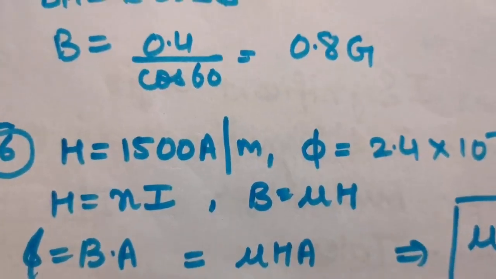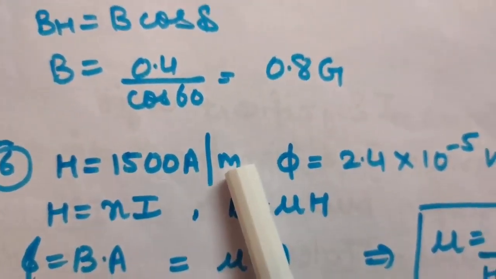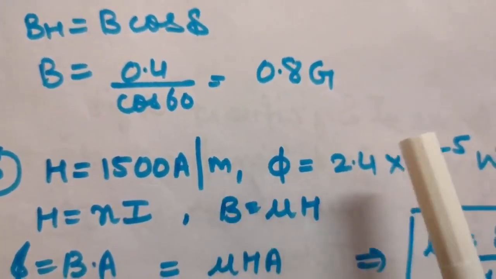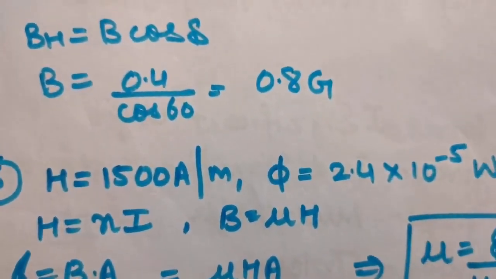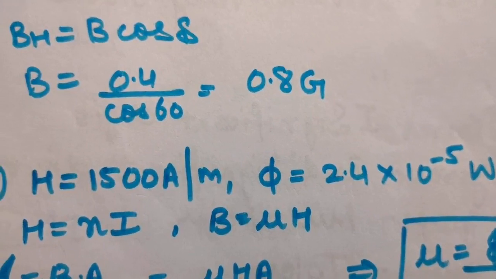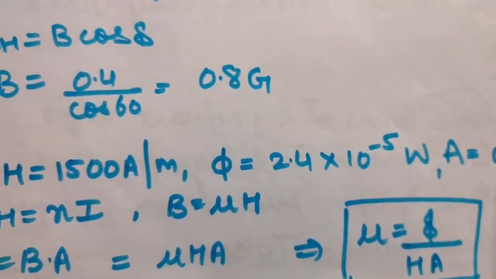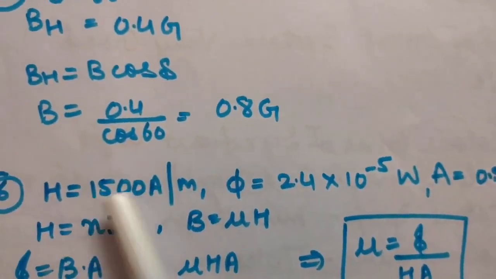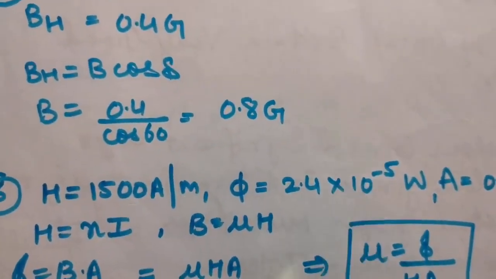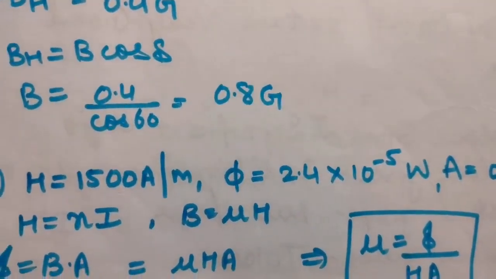So question number 6 says a magnetizing field of 1500 ampere per meter produces the flux of 2.4 into 10 to the power minus 5 Weber in a bar of iron of area of cross section 0.5. Okay, area is given to be 0.5 of the bar, and magnetizing field and flux is given. Okay, the question is saying calculate the permeability and susceptibility of the iron bar used.